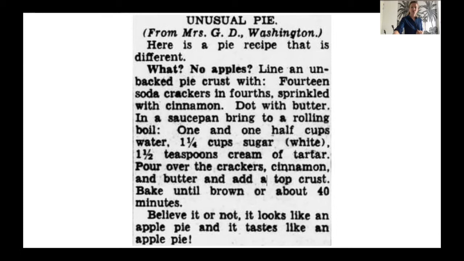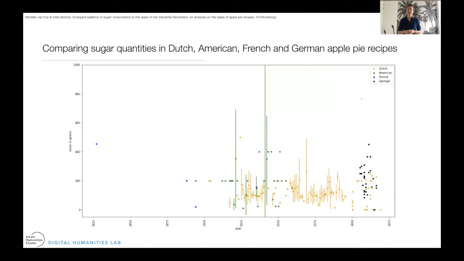And zooming out, just to go to quantities, we looked at Dutch, American, French, and German recipes. And we really see major differences between the sugar quantities. So the orange ones, those are the Dutch ones. The green ones are the Americans. The lines are the standard deviation.